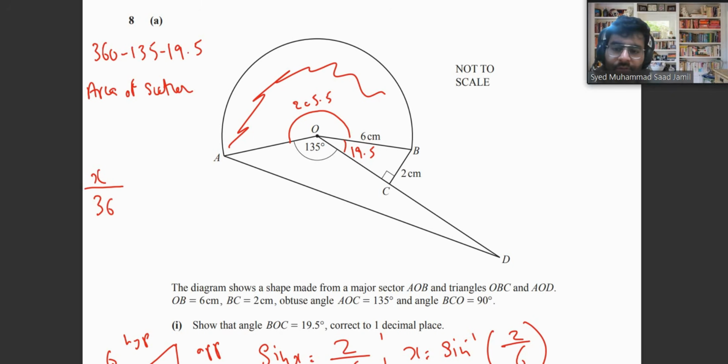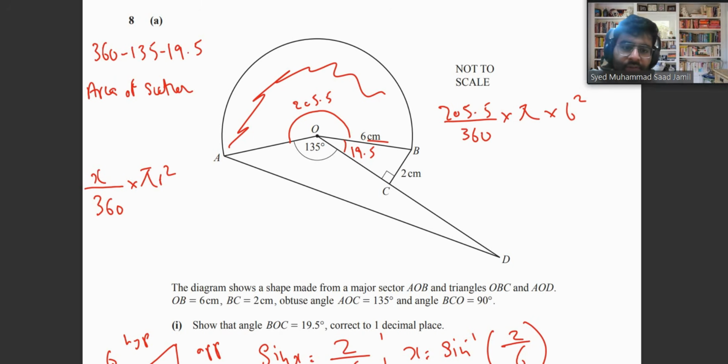Anyways, x upon 360 multiplied by pi r square. So x is 205.5 upon 360 multiplied by pi multiplied by r, which is 6 square.